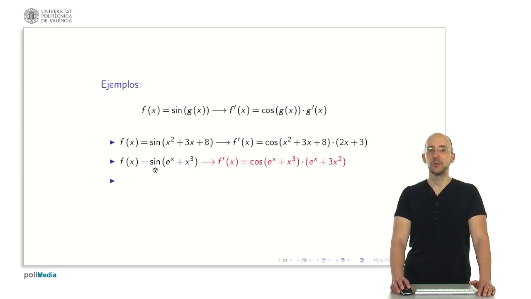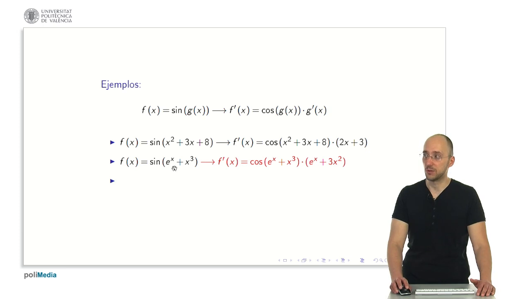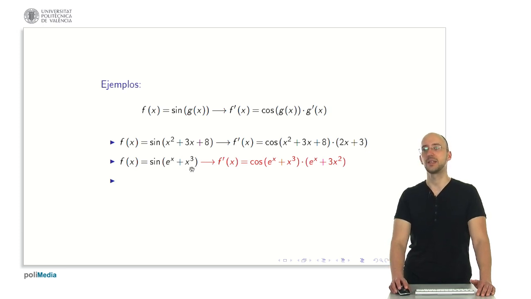We start with the sine function, following exactly the scheme. The sine function transforms into cosine, and I precisely replicate the expression within the parentheses. E raised to the power of x plus x cubed. Next, I multiply by the derivative of g, where g is what was inside the parentheses. It is e raised to the power of x plus x cubed.